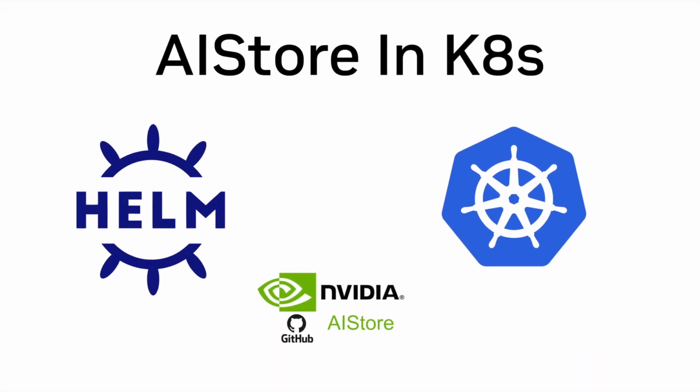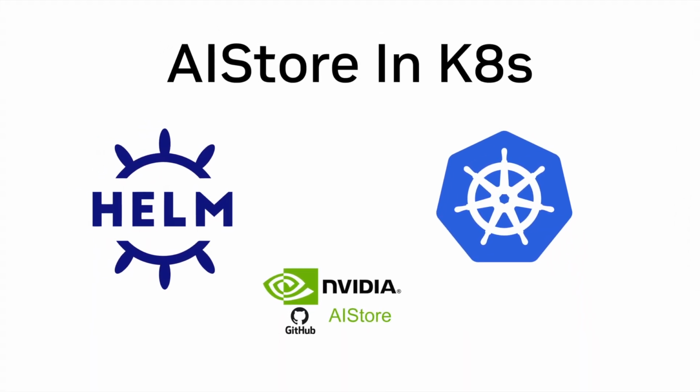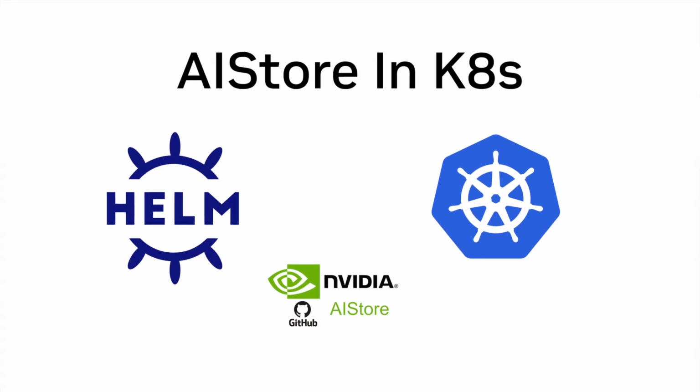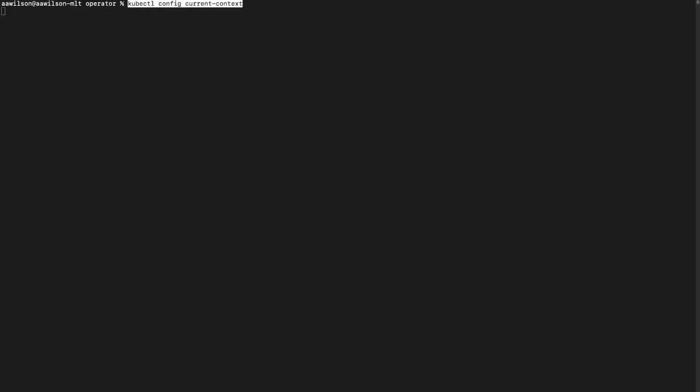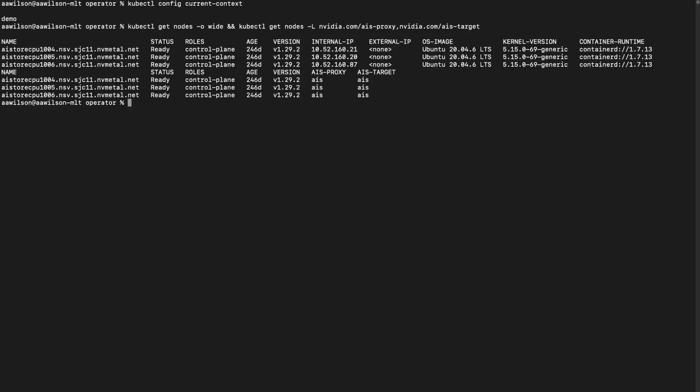Hi everyone, in this video I'm going to be demonstrating a quick walkthrough of setting up AIStore in Kubernetes using our latest Helm charts. First, I'll assume you have Kubernetes set up with access configured to a cluster. As you can see here, I already have a 3-node cluster configured.